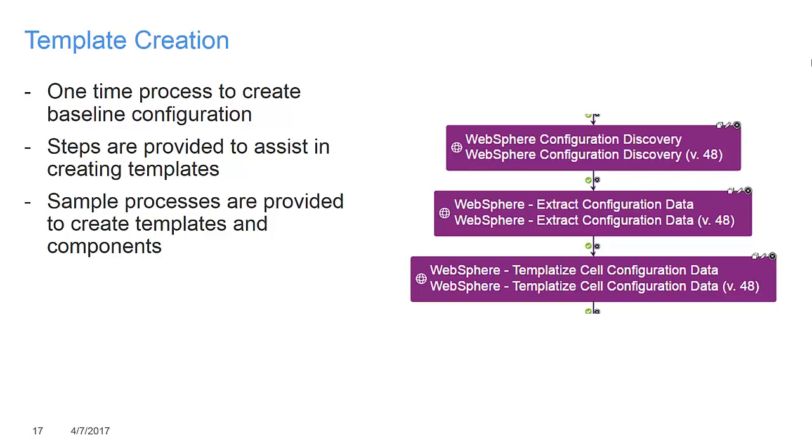Once we get that configuration data from our base WAS cell, we need to take that configuration data and convert it into templates. This is usually a one-time process just to get your baseline configuration set up, and the UrbanCode Deploy WAS configure plugin includes several steps to help with creating those templates. We'll go through those quickly over the next few slides.